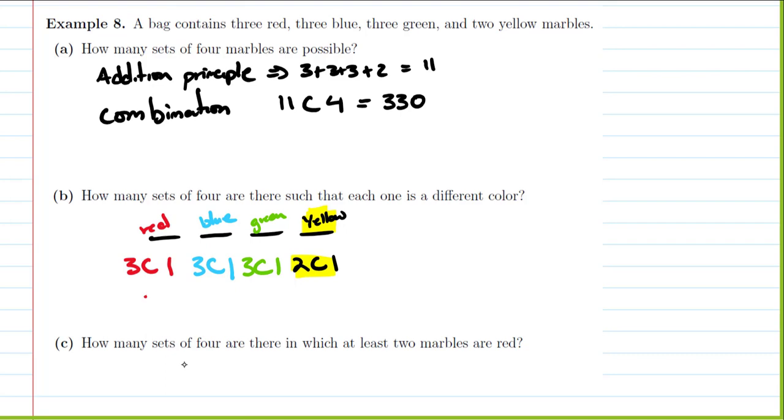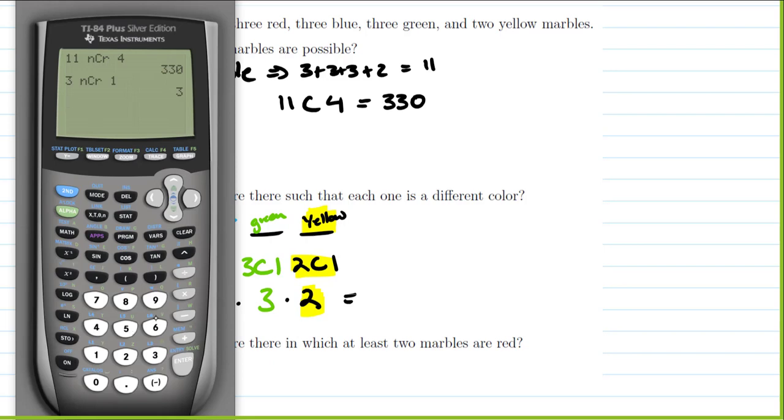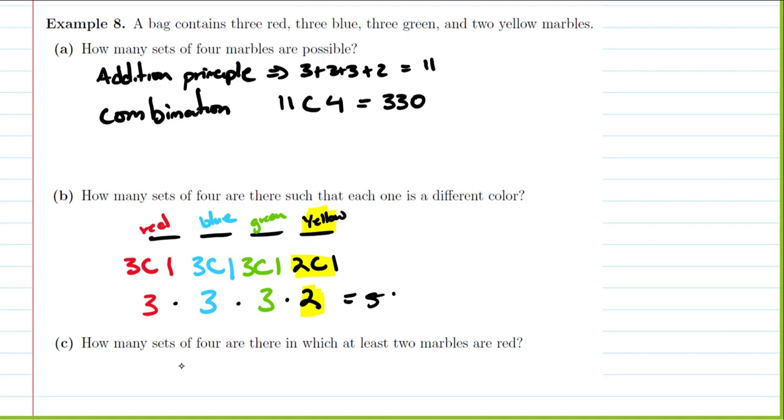So I'm going to have 3 times 3 times 3 times my last one is going to be 2, because 2 choose 1 is 2. So 3 times 3 times 3 times 2 is going to give me, what is that, 9, 27 times 2 is 54. We get 54. All right.